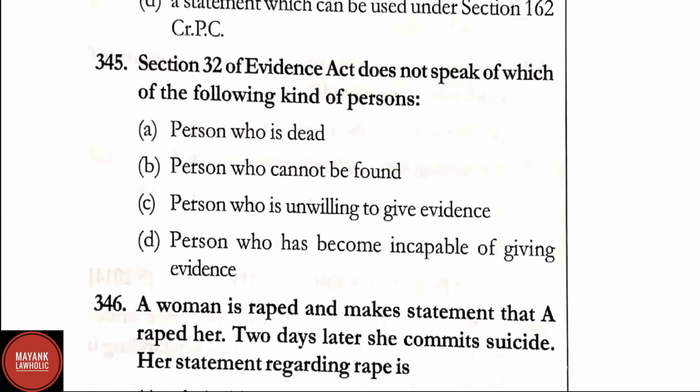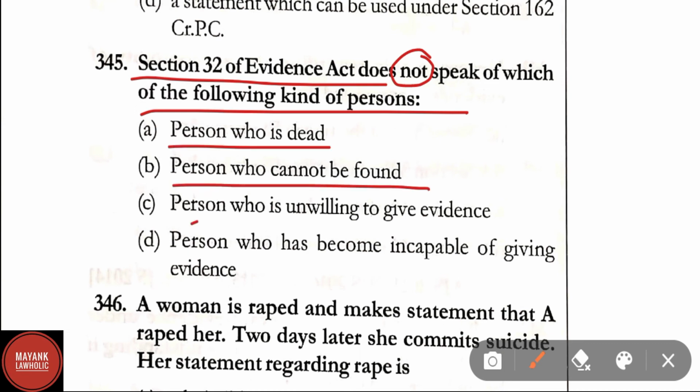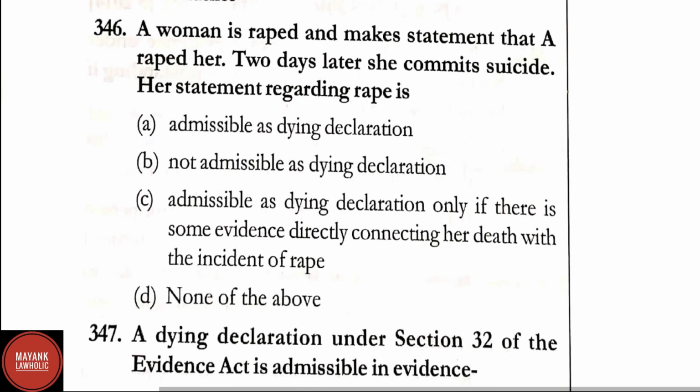Question number 345. Section 32 of the Evidence Act does not speak of which of the following kinds of persons? Option A, person who is dead. Option B, person who cannot be found. Option C, person who is unwilling to give evidence. Option D, person who has become incapable of giving evidence. Here correct answer is option C, that is person who is unwilling to give evidence.